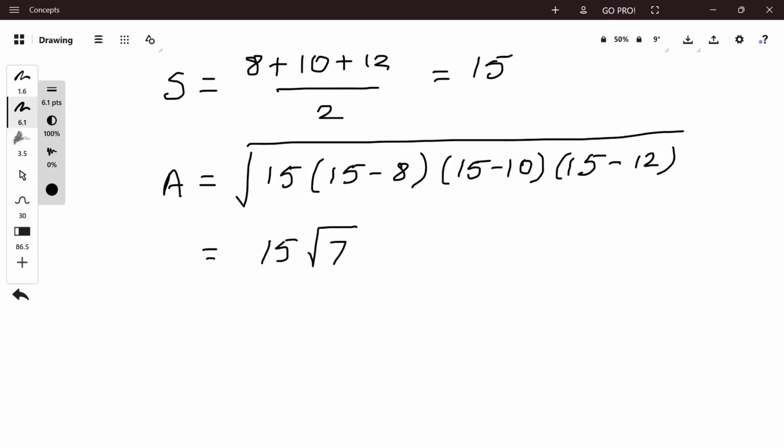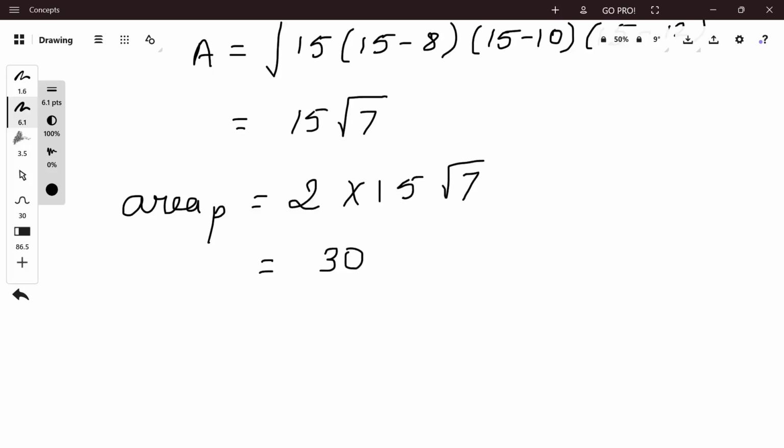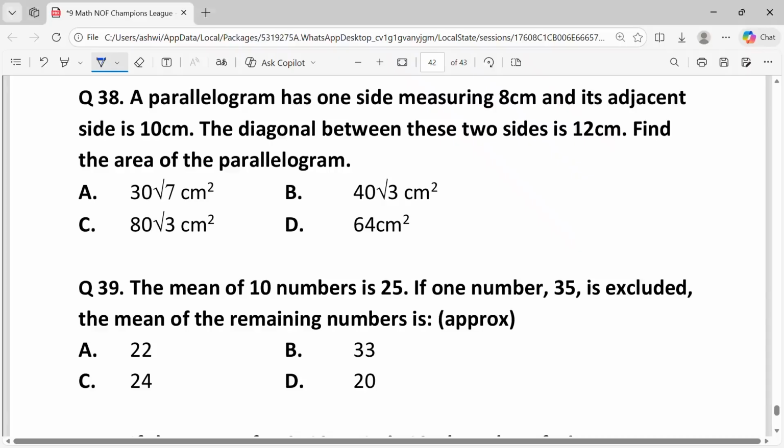The area of the parallelogram is twice the area of the triangle. That is, area of parallelogram is equal to 2 into 15 root 7. That is equal to 30 root 7. From the given options, the answer is A, 30 root 7.